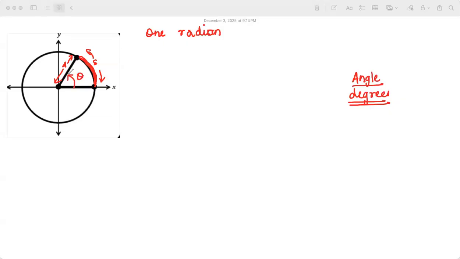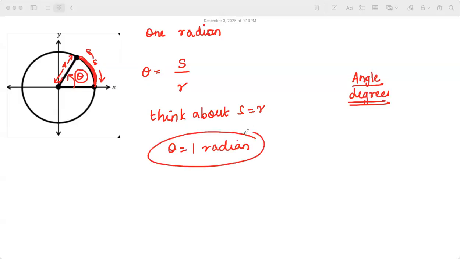1 radian is the angle, this theta angle, when S is equal to R. Why? How did we do this? Let's see. We said theta was S by R. Think about the scenario when S is equal to R. What happens? Theta equals 1 radian. Any questions here? So how do we define 1 radian? When the radius of the circle is equal to the arc length of the circle, then that is 1 radian. Any questions?